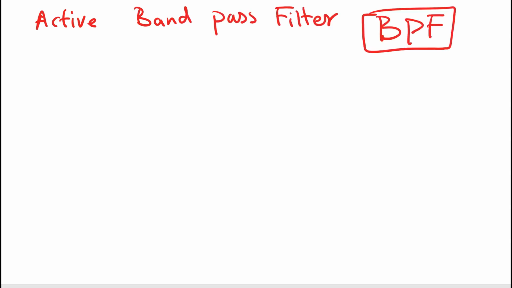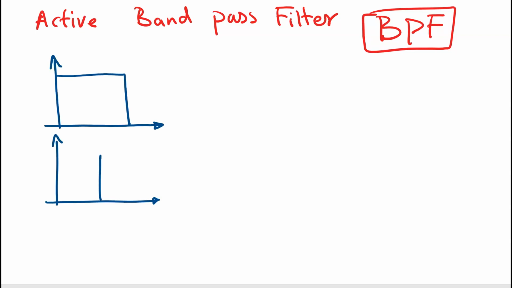Hi everyone. In this lecture, I want to show you the design process of an active bandpass filter. Let's assume that we have an ideal low-pass filter and an ideal high-pass filter. Let me draw the frequency response plot of an ideal low-pass and high-pass filter. I'm assuming that the gain of both of them is equal to 1.